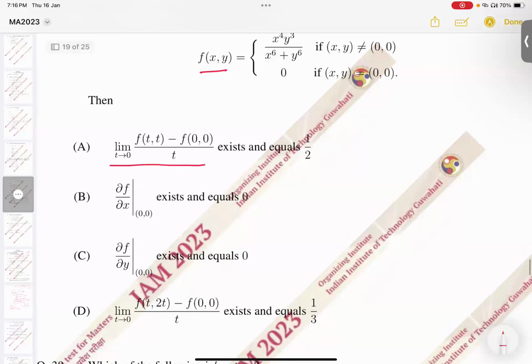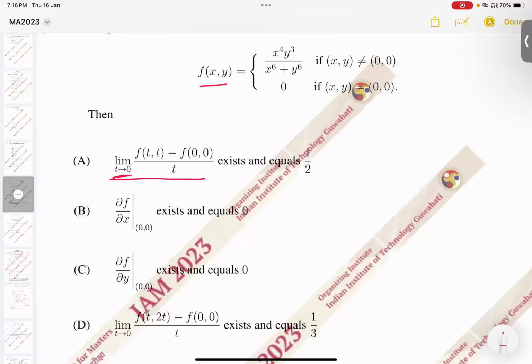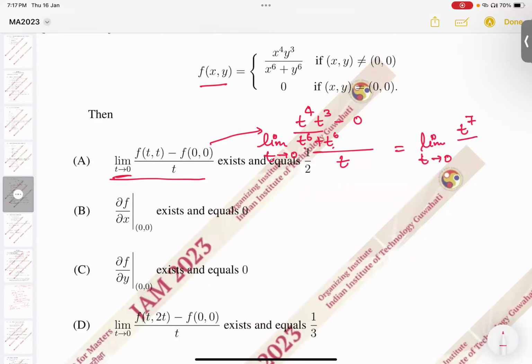Now, if you plug in this point, t tends to 0, so we can take t not equal to 0. If you solve this part, this will be t to the power 4, t to the power 3 minus 0 upon t to the power 6 plus t to the power 6, minus 0 upon t, and limit t tends to 0, right? This will be equal to the limit t tends to 0 of t to the power 7 upon 2t to the power 6, and t is also there, t to the power 7. This equals 1 by 2, right? So this option is true.